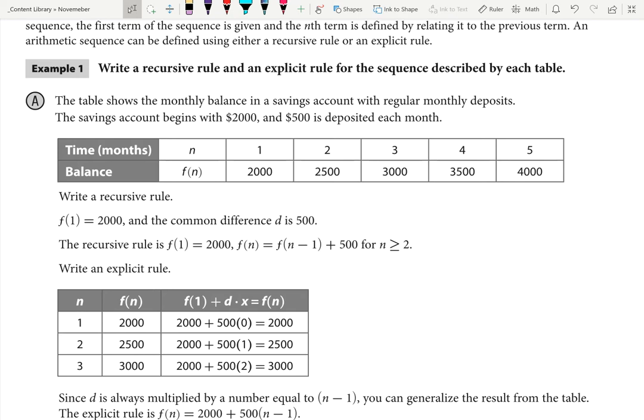So looking at this first problem, we find that the first term is 2,000, right? The second term is 2,500. The third term is 3,000, right? Fourth term, 3,500. Fifth term, 4,000. So if you want to write the recursive rule, you simply follow this formula, okay?